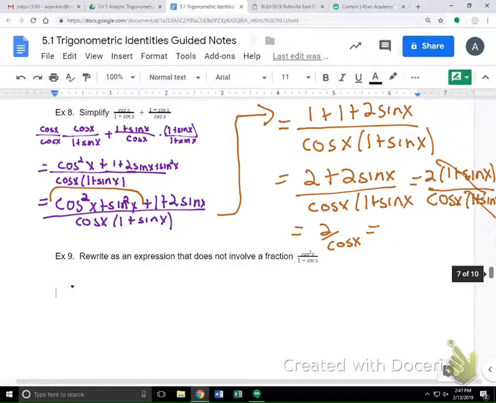Am I done? We're not done because we can rewrite that so that we don't have a fraction. How do we make that where it doesn't have a fraction? We're not going to multiply by the reciprocal, because we don't have an equation. You started with an expression. How do we rewrite 1 over cosine? Reciprocal identities. Yep.